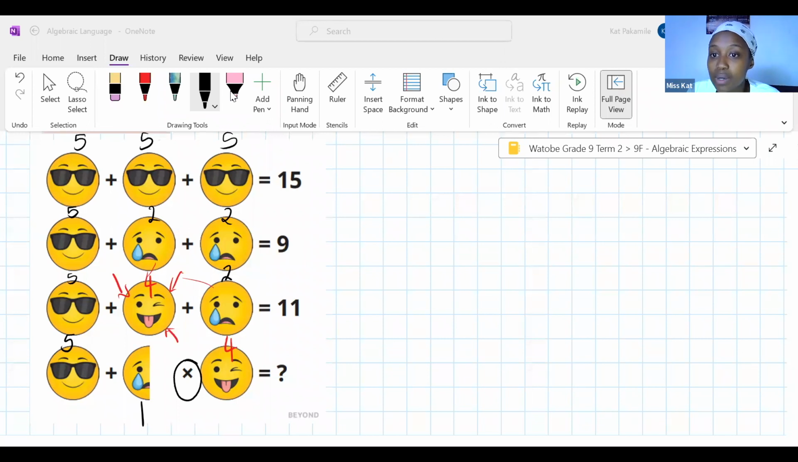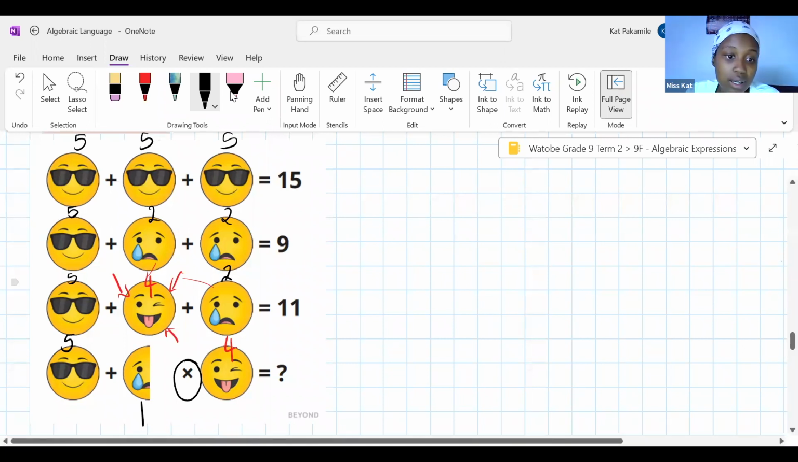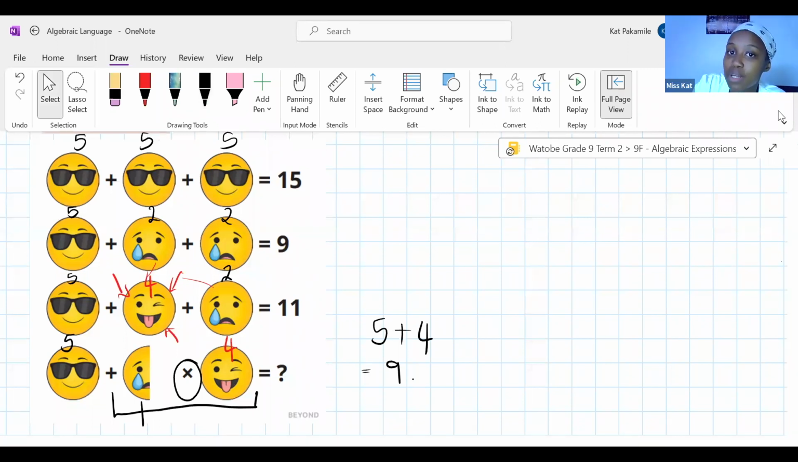Yes, BODMAS. BODMAS says we multiply before we can add. Oh, no, it cannot be 13. It's 5. Okay, what's 4 times 1? It's 4, ma'am. So it's going to be 5 plus 4, which is how much? 9. There you go, guys. That wasn't that bad. Thank you very much for helping me.